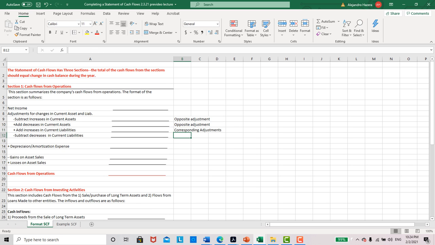adjustments, meaning that if it goes up, you add it back. If it goes down, you subtract it out. So those are corresponding adjustments.